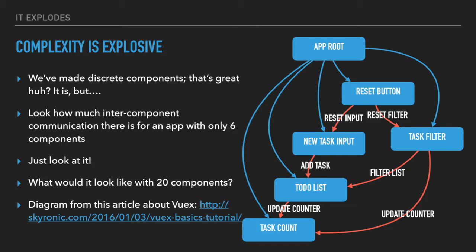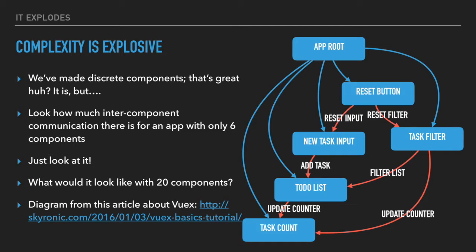Now, it's a simple to-do list application with a reset button, a task filter, a task count. And you can see the blue pills are components, Vue components nested. The blue lines denote the component hierarchy. The red lines are points of communication between those components in order to make the application work in the way that the user expects. They could be events. But that's quite complicated, really.